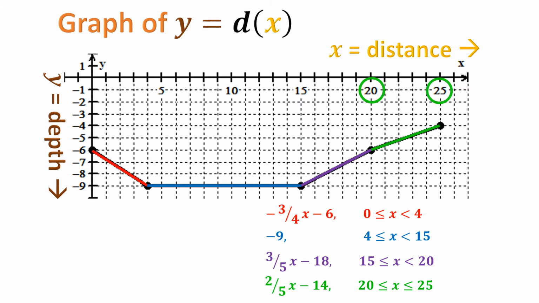We write the functions as you see on the screen, and then we collect them all together with a curly bracket, and collectively, together, these functions form the function d of x. So this is how we would write a piecewise function, and this is how we might determine the piecewise function from a graph.